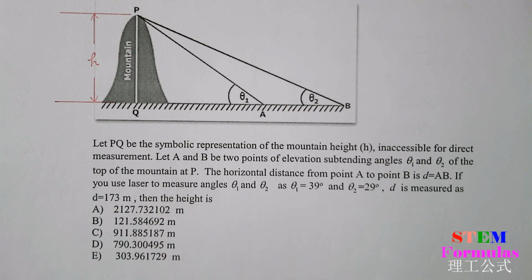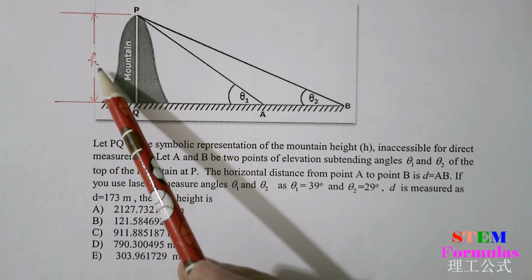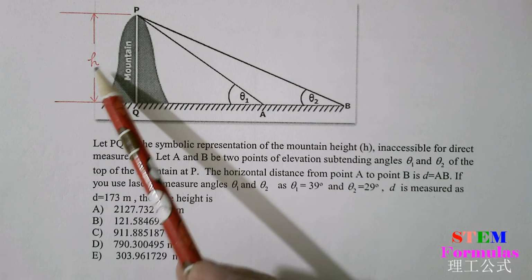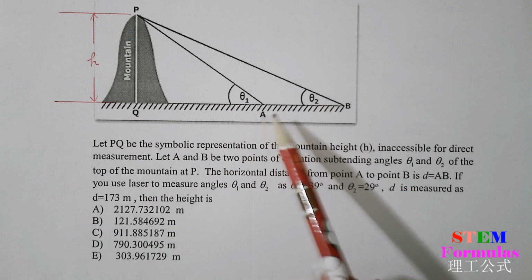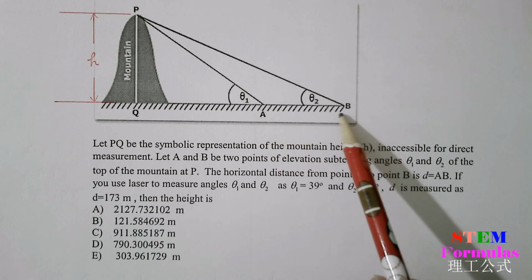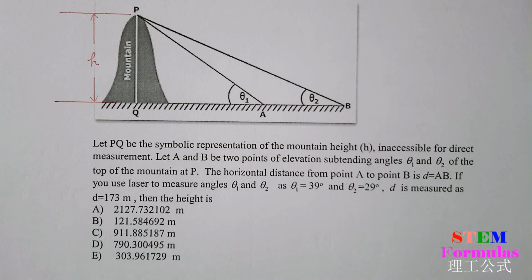For this problem, we have obtained two expressions for the height h in terms of theta 1, theta 2, and the distance from A and B. Now, we want to prove that the two expressions are equivalent.